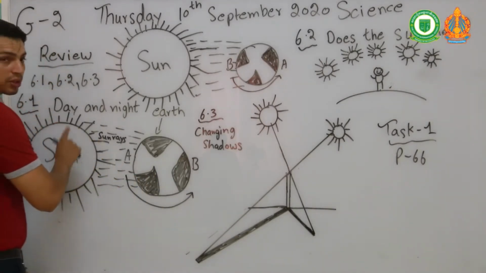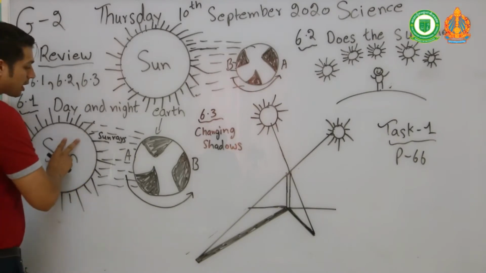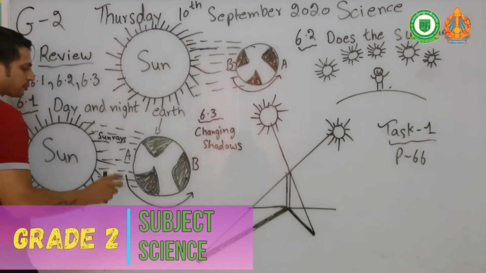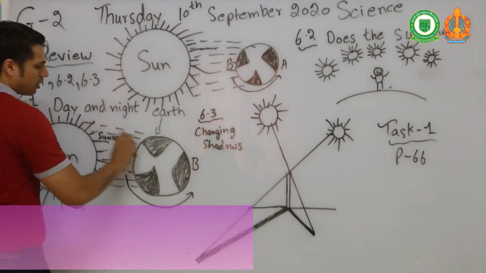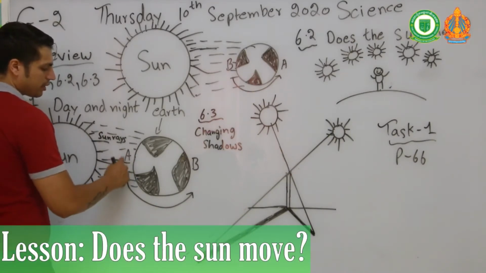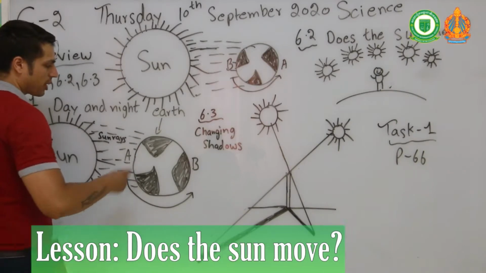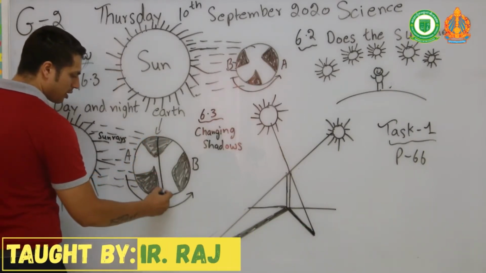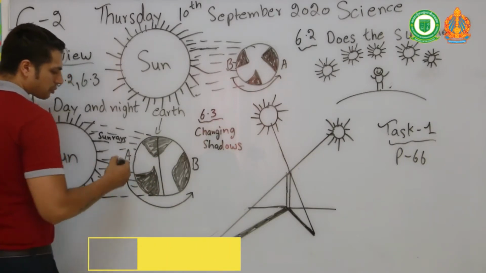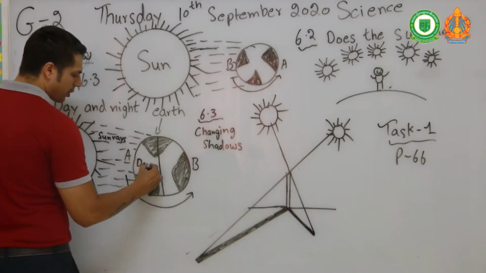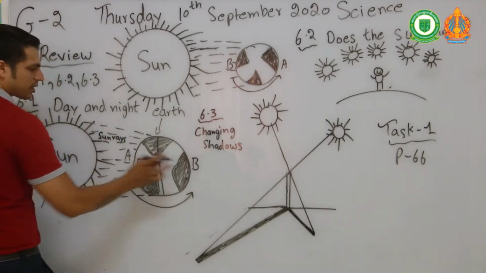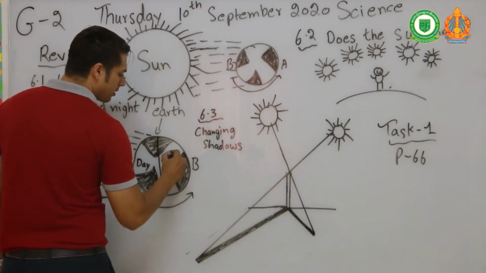The sun is not moving, the sun is stable. But the earth spins. So the light comes from the sun to the earth. Now you can see the A part has daytime. Half of the A part has daytime, and this part has daytime, and here no sunlight. So the A part is facing the sun, the B part is not facing the sun, so here is night.